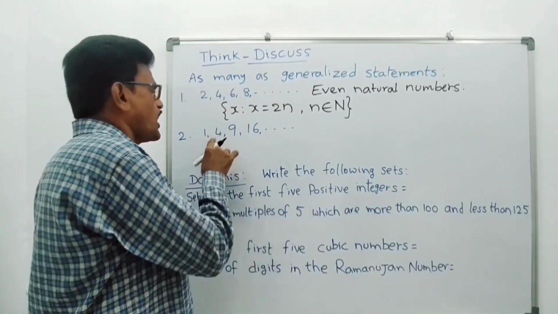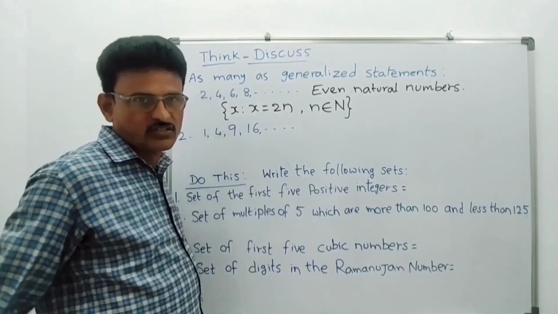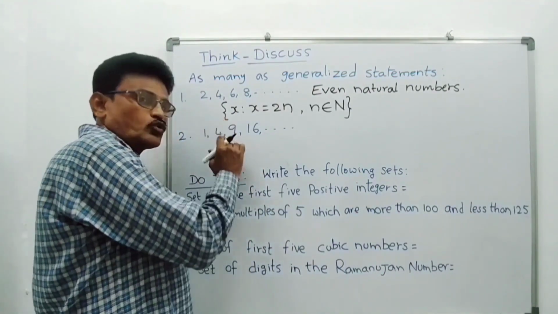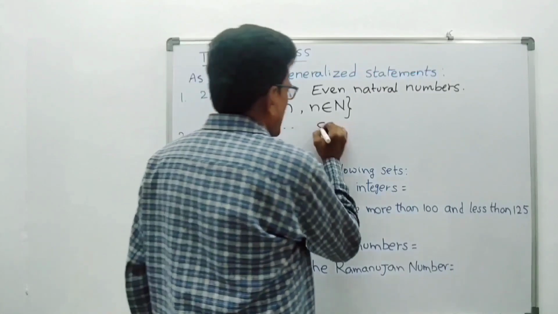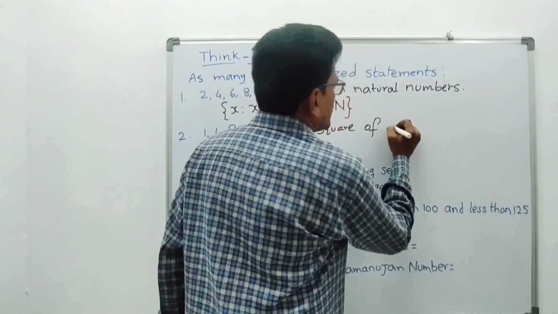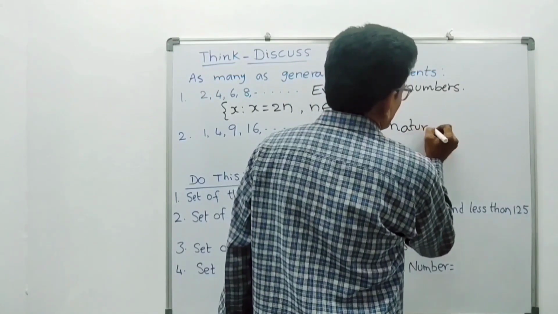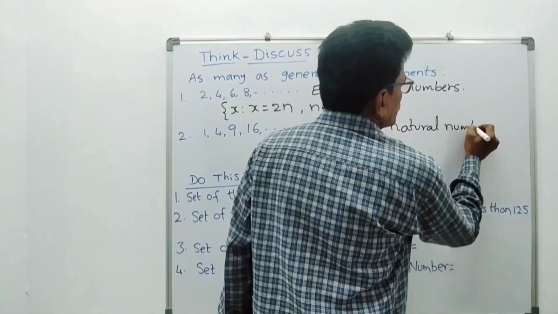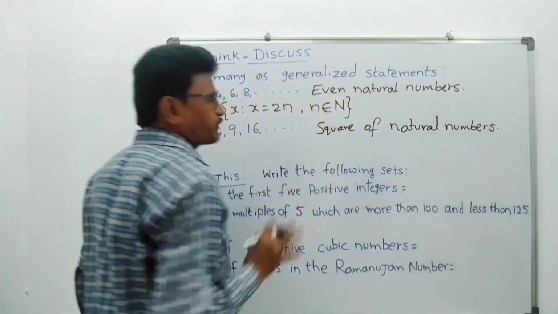Now 1, 4, 9, 16. This is the list. What are these? 1 square, 2 square, 3 square, 4 square. So square of natural numbers. What are all these? Square of natural numbers. In this way the statement can be written.